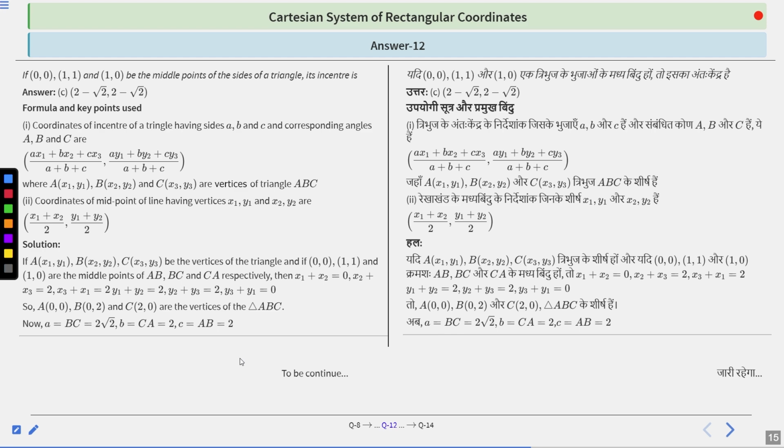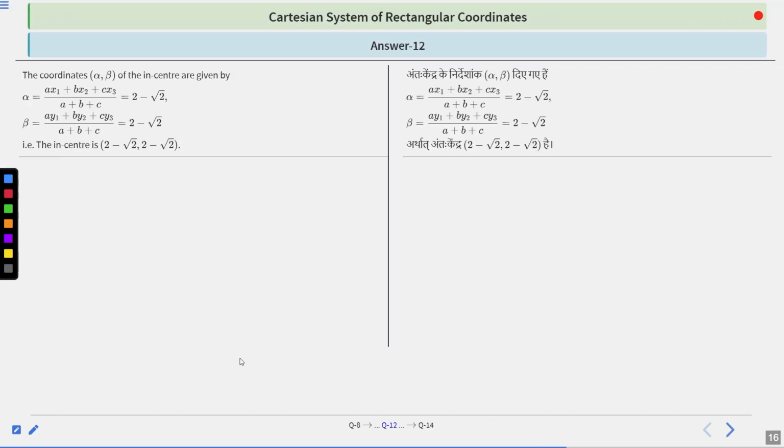Clear? Okay. So the coordinates (alpha, beta) of the incenter are given by alpha equal to (ax1 plus bx2 plus cx3) upon (a plus b plus c), which is equal to 2 minus root 2. Clear? And beta is (ay1 plus by2 plus cy3) upon (a plus b plus c), which you can calculate as 2 minus root 2. So the incenter of the triangle will be (2 minus root 2, 2 minus root 2). Got it? Okay. Let us move to the next question.